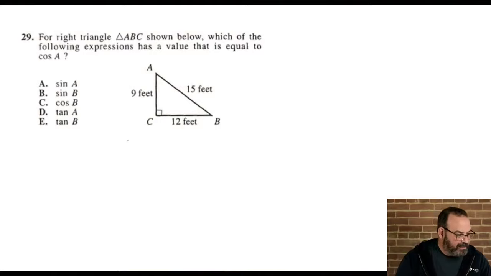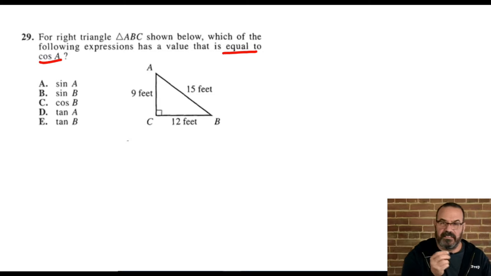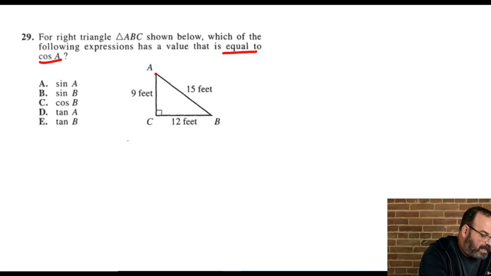Question number 29. In the right triangle ABC, shown below, which of the following has a value that is equal to cosine A? This is very much like an SAT problem. And so cosine A, here's angle A, its cosine is going to be 9 over 15. What is equal to it?